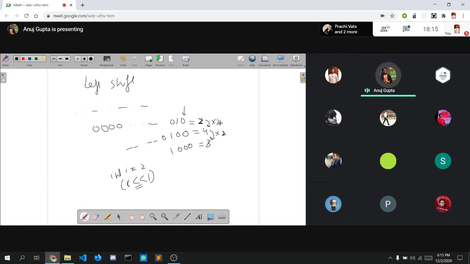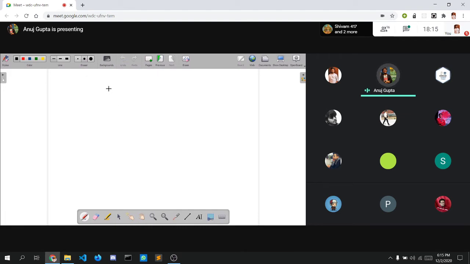So yeah, it is basically the same as multiplying by 2. Now if we move to right shift, in right shift we insert bits from the right hand side. Like if we have 32 bits, I will insert a bit from this end and remove from the left hand side. So here it will be removed from here, and I will add from here.